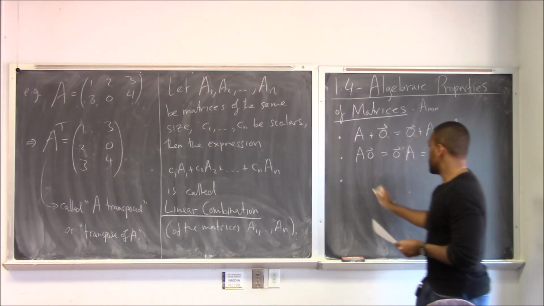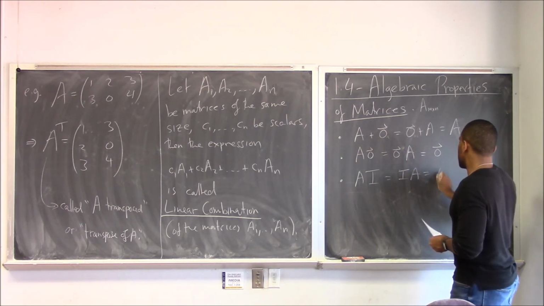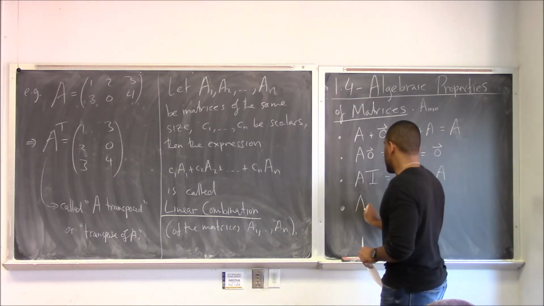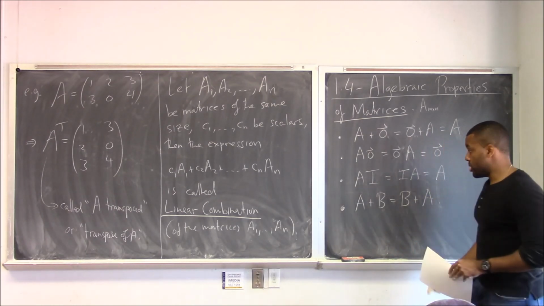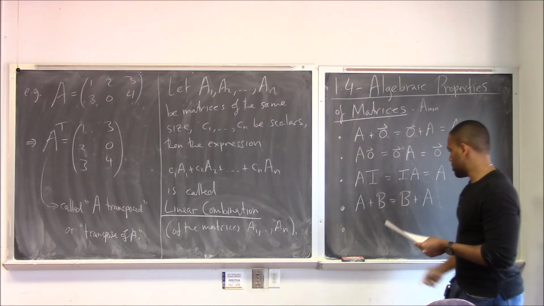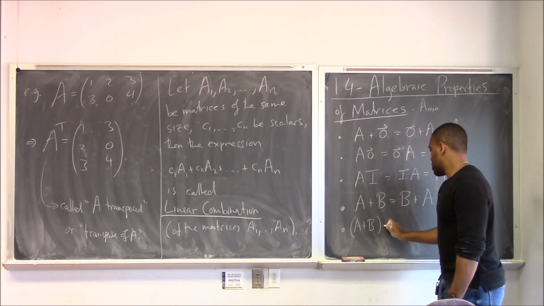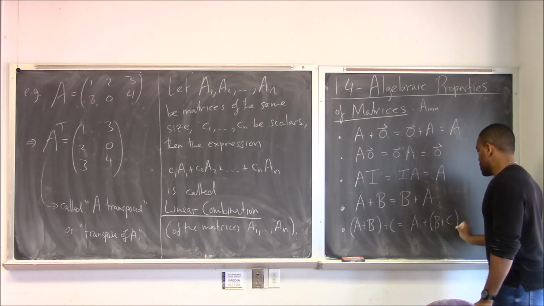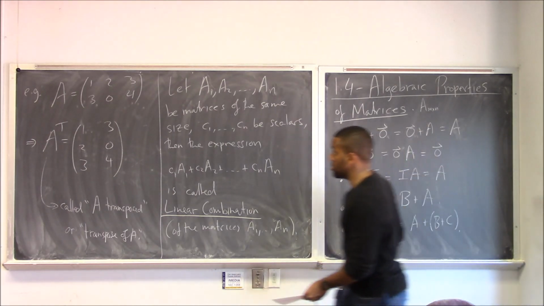I mentioned this already: A times I is equal to I times A equals A. Other properties you can know are that addition is commutative, so A plus B is the same as B plus A. That's something you can assume. Addition is also associative, so A plus B, plus C, is equal to A plus B plus C. If you have more than two matrices you're adding, you can add any pair you want first.